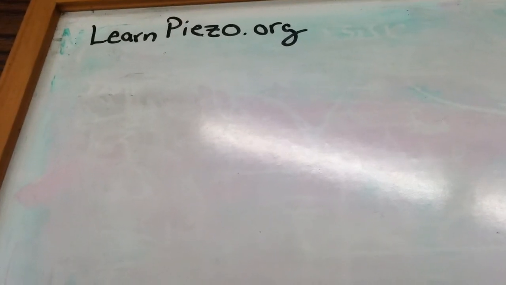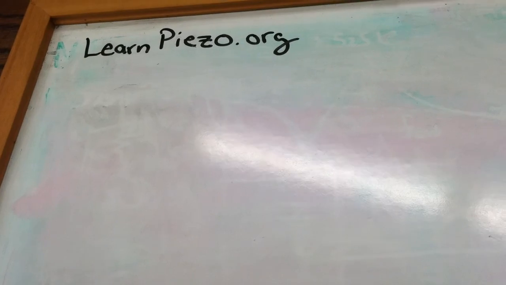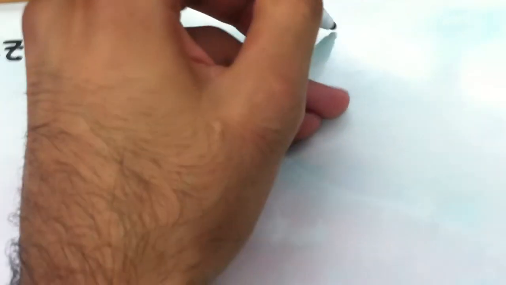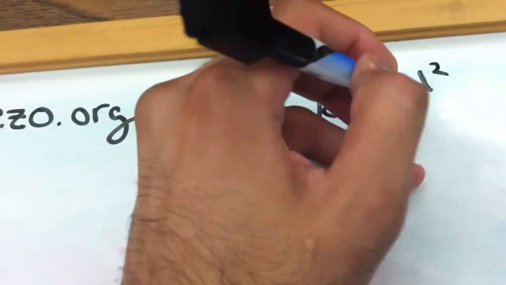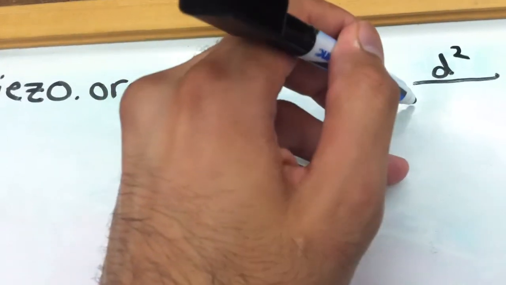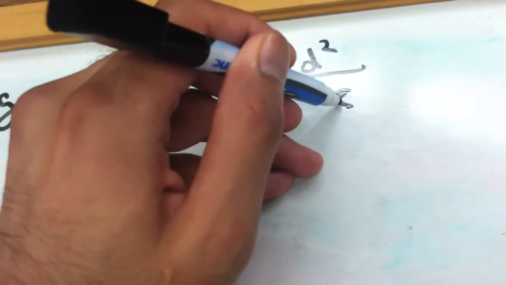And from the anti-resonance frequency and the resonance frequency locations, we can calculate the coupling factor, which, as we remember, the coupling factor squared is equal to the D constant squared divided by the elastic compliance and the permittivity.